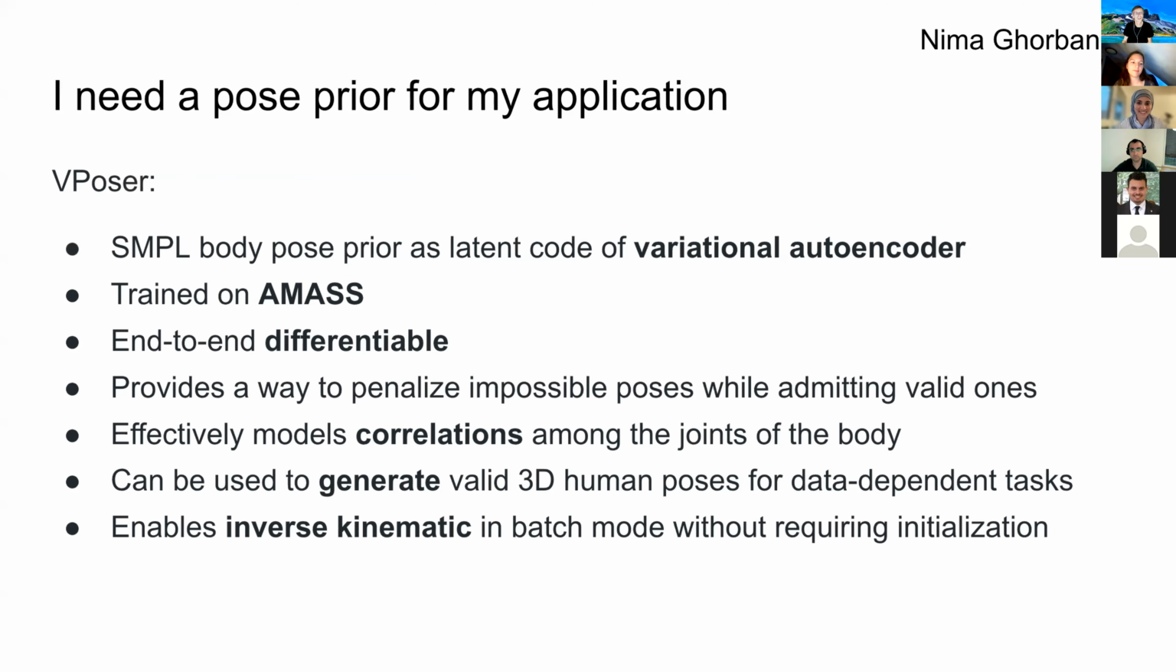Nima, I need a pose prior and I need it fast because I've only got 1 minute. Sure, we provide VPoser for that. So it's a simple body pose prior. VPoser provides a SMPL body pose prior as the latent code of a variational autoencoder. VPoser is trained on AMASS and it provides an efficient code to represent the body pose of SMPL. So instead of optimizing for the real pose of SMPL, we optimize for VPoser's latent space, and the decoder non-linearly maps to the valid human pose space.